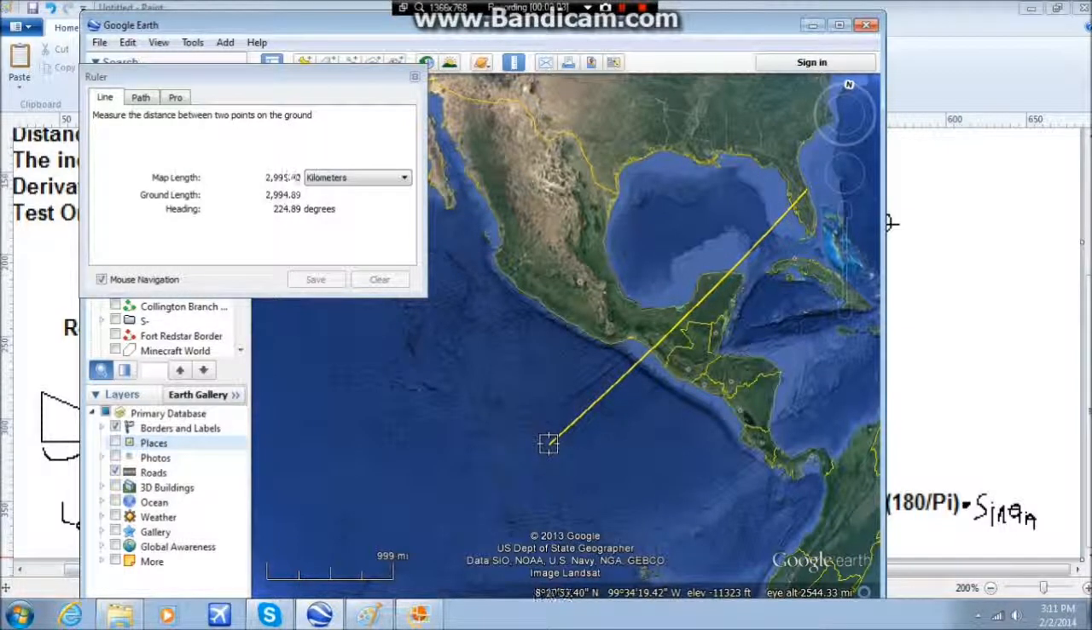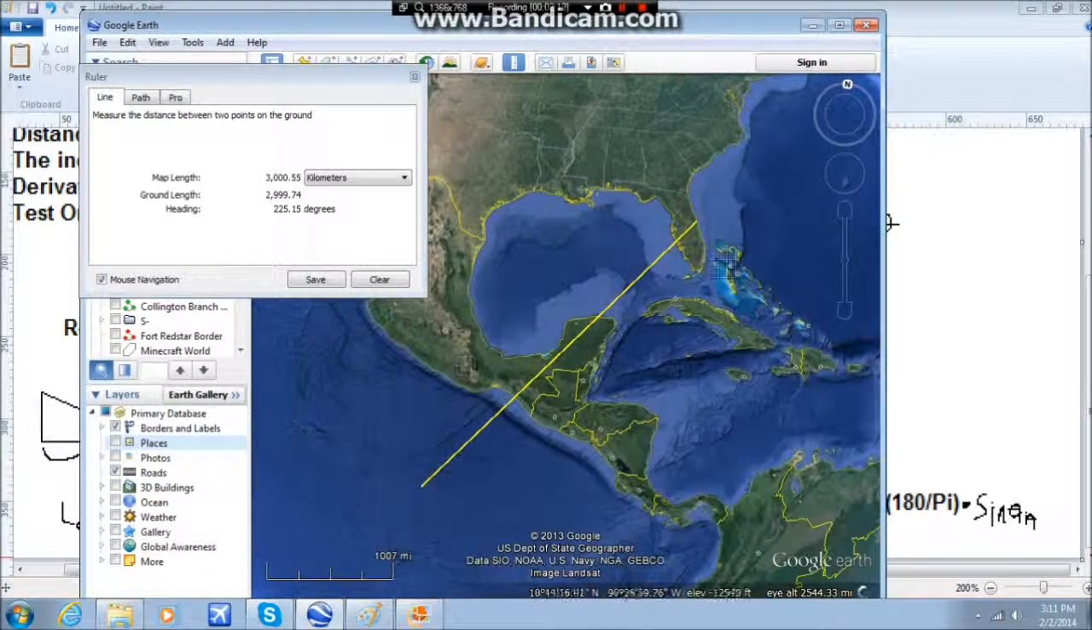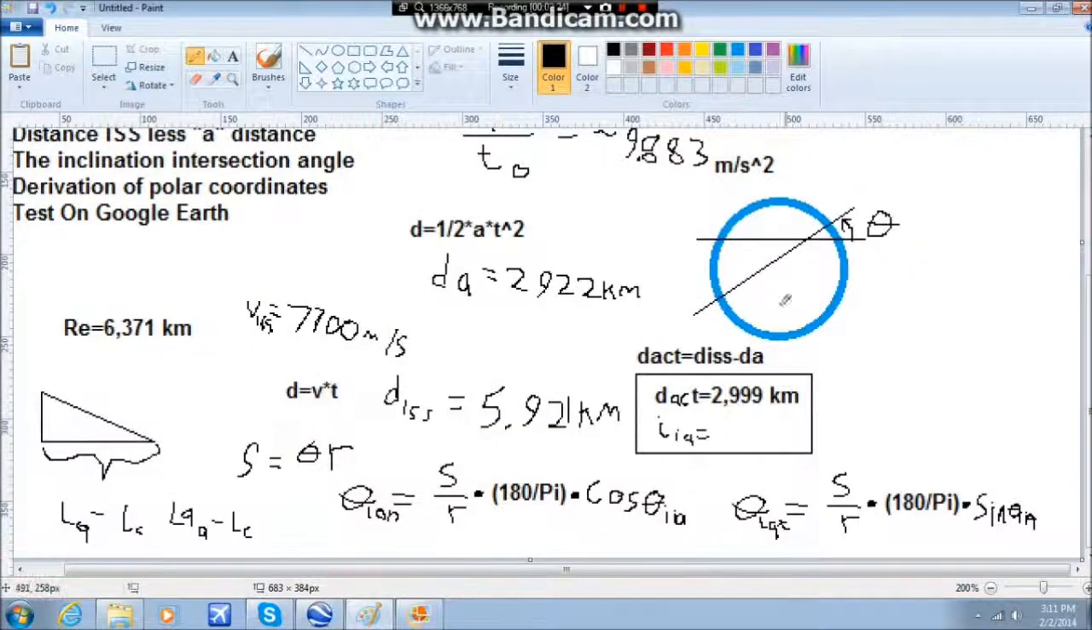So we're going to check against this value here and make sure they match. So 225 degrees, which is going to be the angle of the intersection here, and then 2,999 kilometers is the distance.